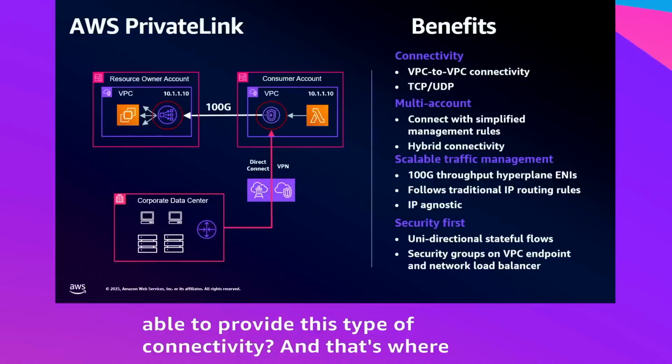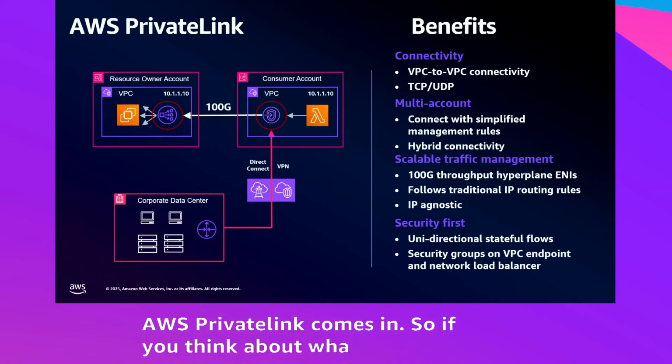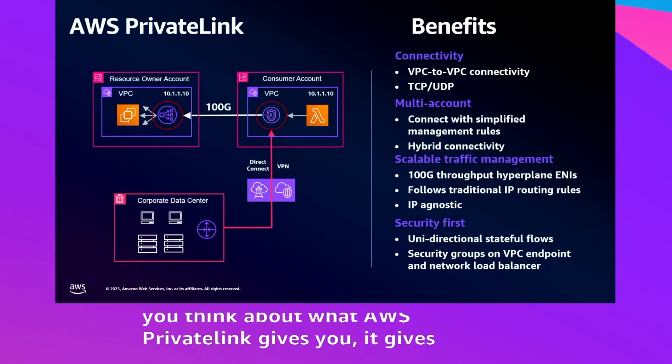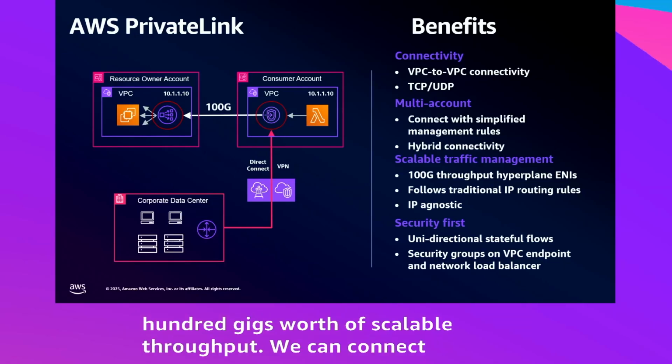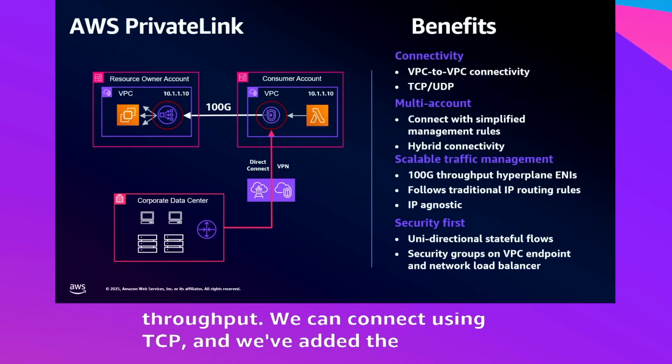So if you think about what AWS PrivateLink gives you, it gives you a pattern for VPC to VPC connectivity. It supports 100 gigs worth of scalable throughput. We can connect using TCP, and we've added the additional capability now to connect using UDP. We support this over multiple accounts, and it gives you the simplified benefit of agnostic, or what we call overlapping IP addresses. So in the producer and the consumer account, you can have the same IP address. And because it's inherently built on a unidirectional flow, it provides for a more stateful and managed connectivity pattern, right?